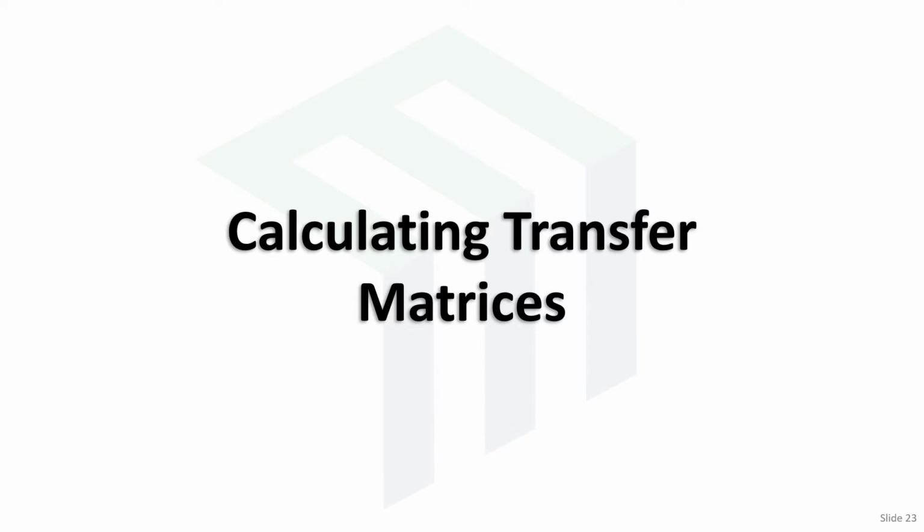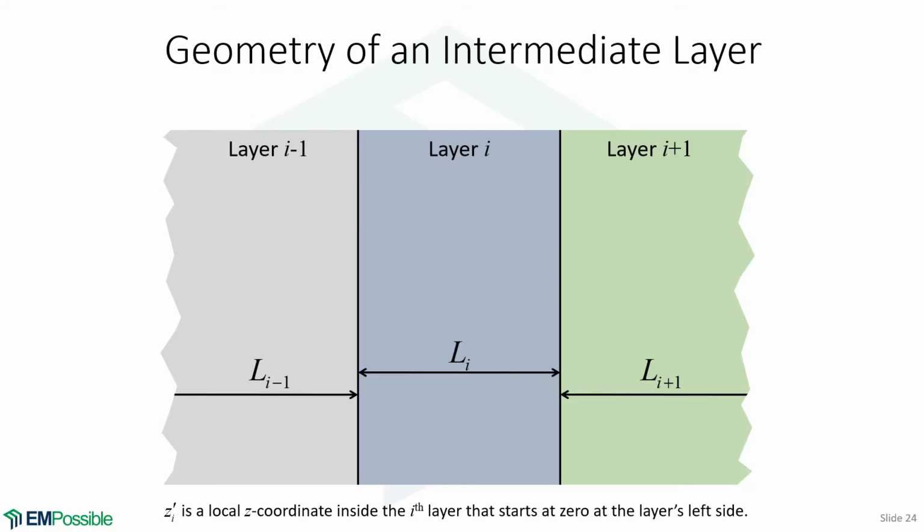Now let's move on to calculating the transfer matrices. This will get a bit more mathematical. Let's look at another side view of layer sub I, buried in the middle of a whole bunch of other layers. To the left and to the right, we have other layers. To the left is layer I minus 1, and to the right is layer I plus 1. This layer I has thickness L sub I, and each layer would have its own thickness L, and we would just describe which layer with the subscript.